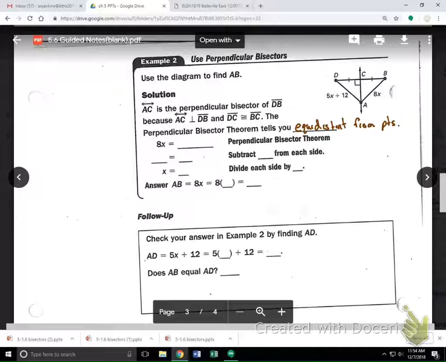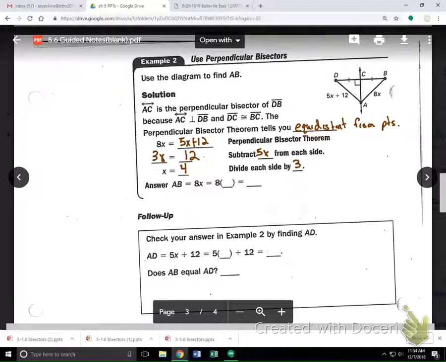Okay, so our first step, since we know that they're equidistant, we know that these two have to be congruent or equal. And so here we know that 8x equals 5x plus 12. So to get x by itself, what do we have to do? What are we subtracting? We're going to subtract 5x. When we subtract 5x from 8x, what are we left with? So 3x equals 12. Now we need to divide each side by 3, and 12 divided by 3 is?